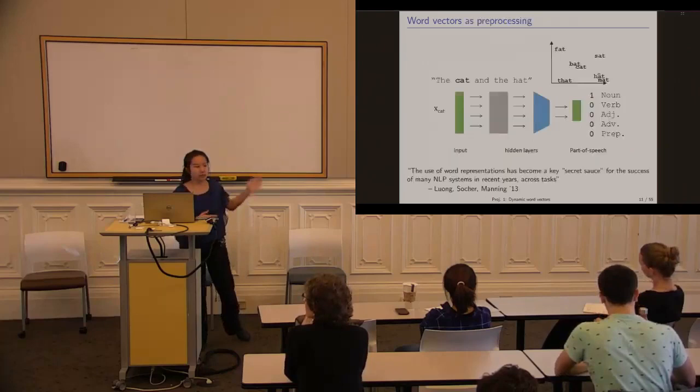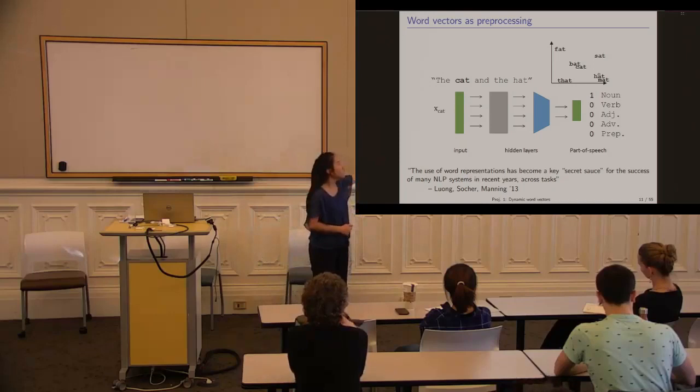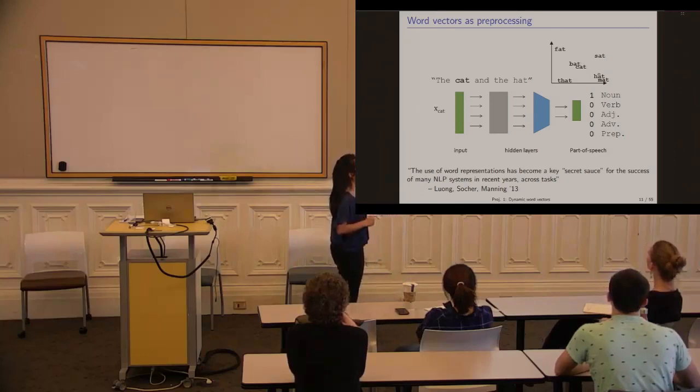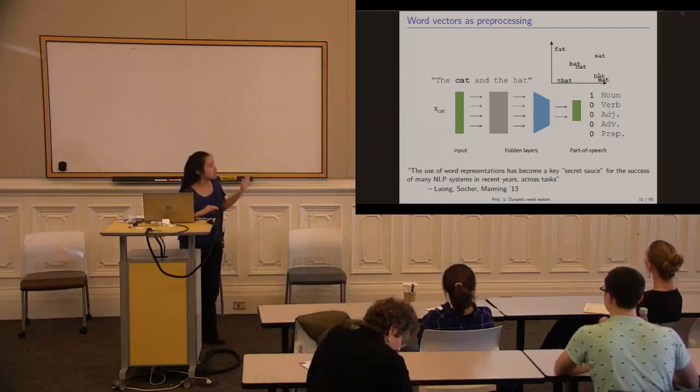Now we take these word vectors and put them through a neural network. This neural network becomes much easier to train, and in fact, the performance becomes much better. And so you see quotes like, the use of word representations is called a secret sauce for the success of many NLP systems in recent years across tasks: named entity recognition, sentiment analysis, all of these tasks. Just by replacing the word with the word vector, you can usually do better.